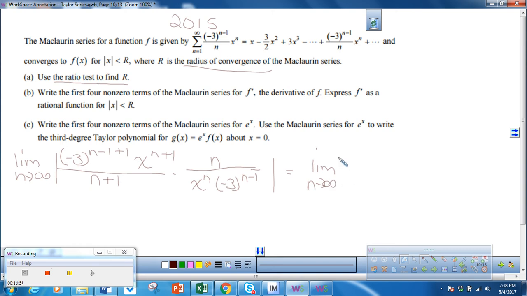notation is important, so make sure you write the limit and you write the absolute value. So this cancels with that, and we're left with 3 to the first power. This x^n cancels with that, and we're left with x. And then the n's, as we go towards infinity, the n's cancel. So I'm left with the absolute value of 3x. And we know this has to be less than 1.